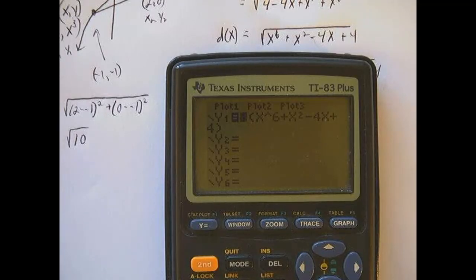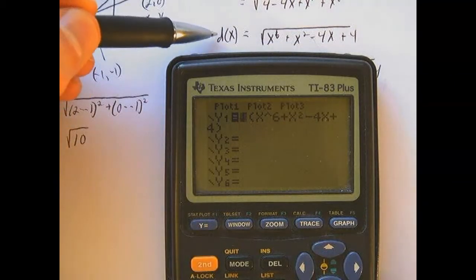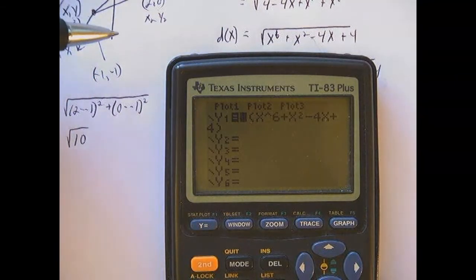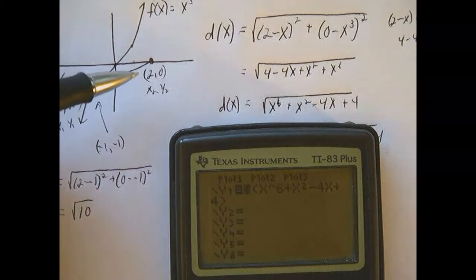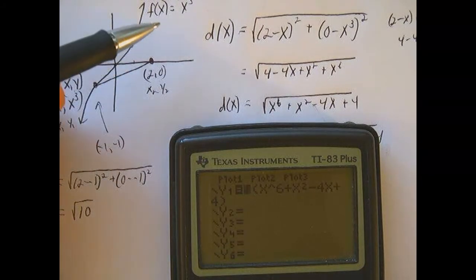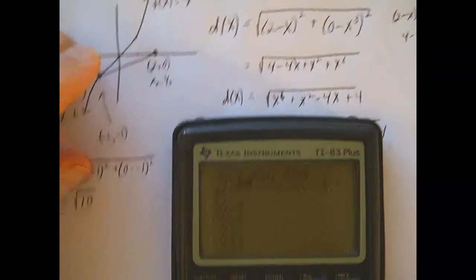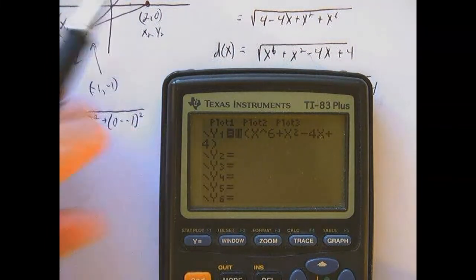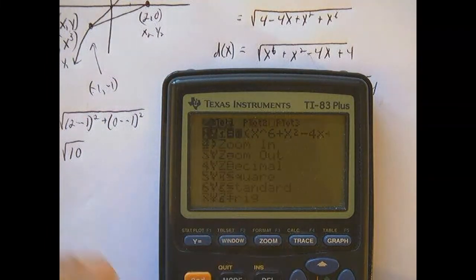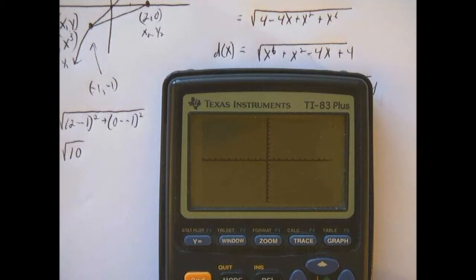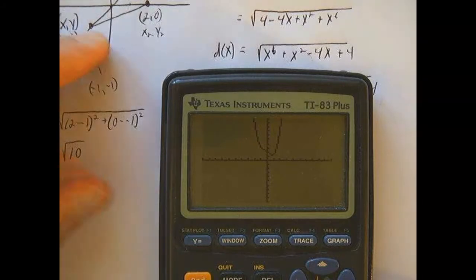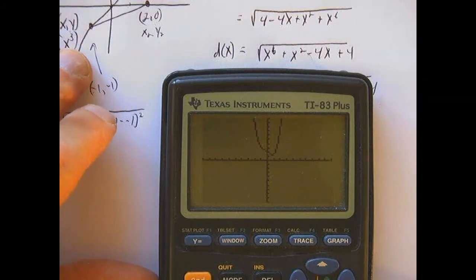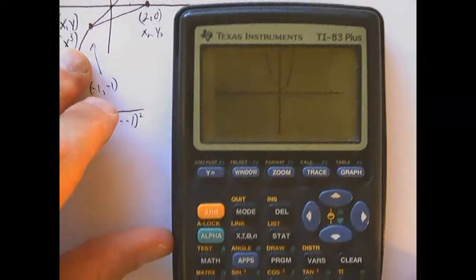So what I want to look at really quick is what would happen if we graphed the distance function, the function that tells us the distance from the point (2, 0) to the graph of y equals x to the third. So I put the function in here so we can see it and see if this makes sense. I'm going to hit zoom 6 and see what we get. And there's the graph. It doesn't really look like anything familiar. It looks kind of like a parabola, but clearly not a parabola. It doesn't look like it has symmetry.